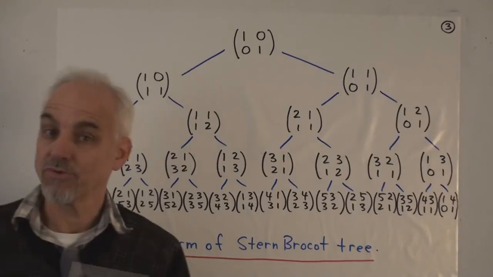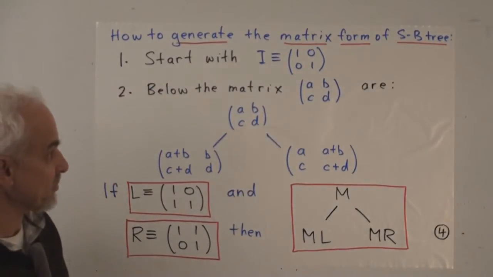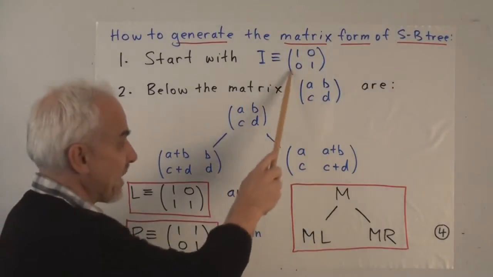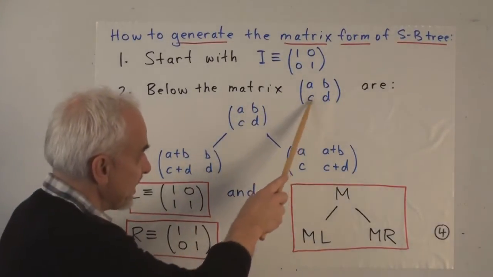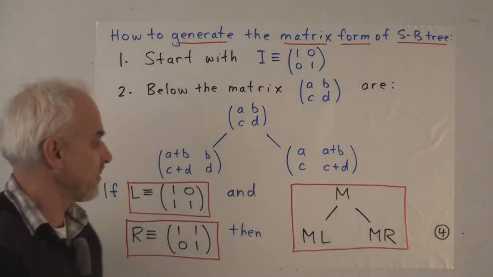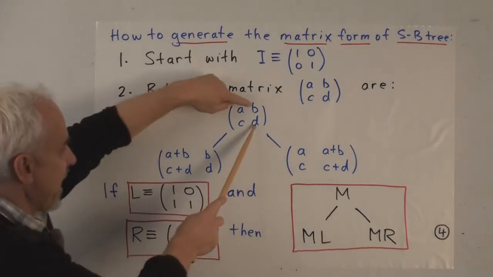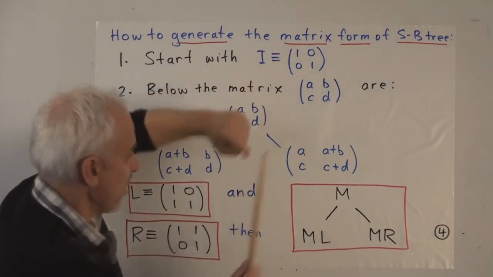Matrix form of the Stern-Brocot tree. And here is the official rule for creating this matrix form. We start with the identity matrix up at the top. And below any matrix A, B, C, D, we have the 2 branches going to this one and to this one. This is the one where we add the second column to the first column. This is the one where we add the first column to the second column.